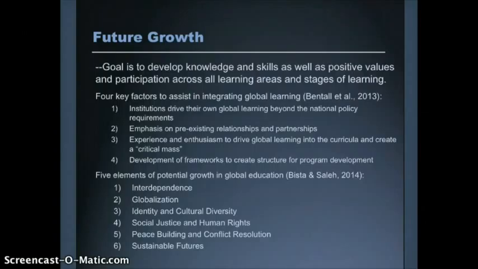Number 2, an emphasis on pre-existing relationships and partnerships. While we have these relationships and partnerships, we may not be utilizing them most effectively. It's better to have a friend before you need a friend. That's been my saying. Number 3, experience and enthusiasm to drive global learning into the curricula and create a critical mass. By critical mass, we mean that you need to really integrate enough so that there's more enthusiasm. As more enthusiasm exists, the drive will continue to push forward, and the future generation will continue to keep that car on the road.